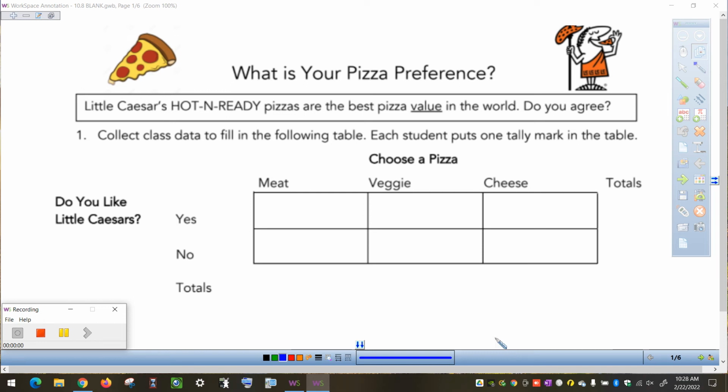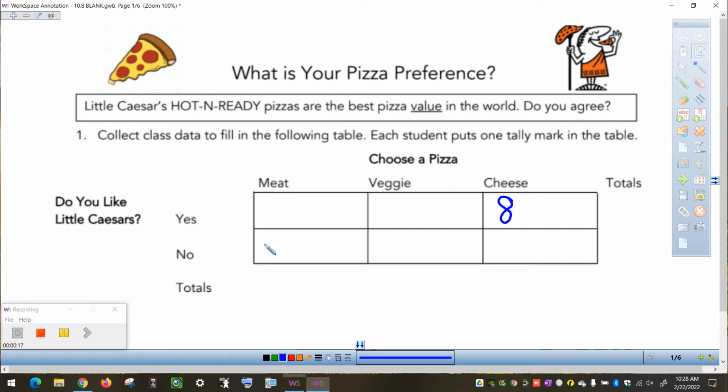Class data that we have tally marks there in the back of the room. We're going to go ahead and just transfer that here onto our packets, into our table, but we're going to turn it into an actual number. So I'm going to start with what looks easiest to me. It looks like we've got 8 people that are in this yes, Little Caesar cheese category.